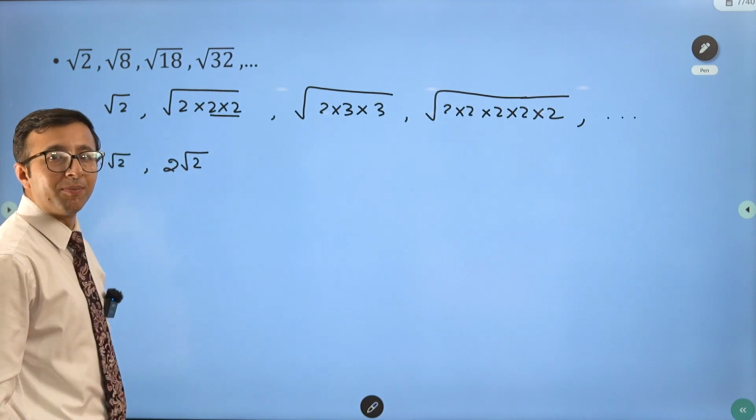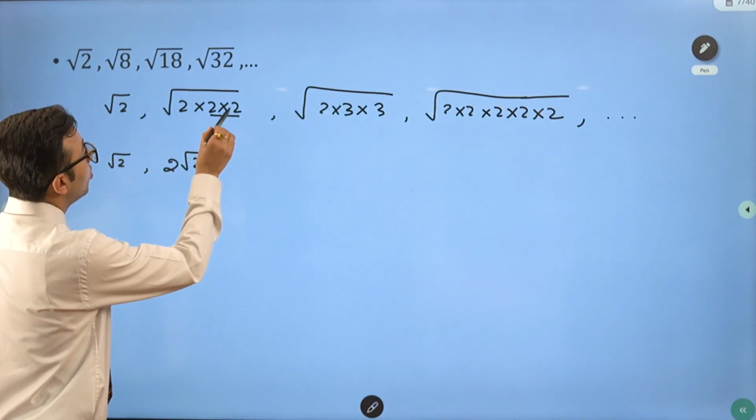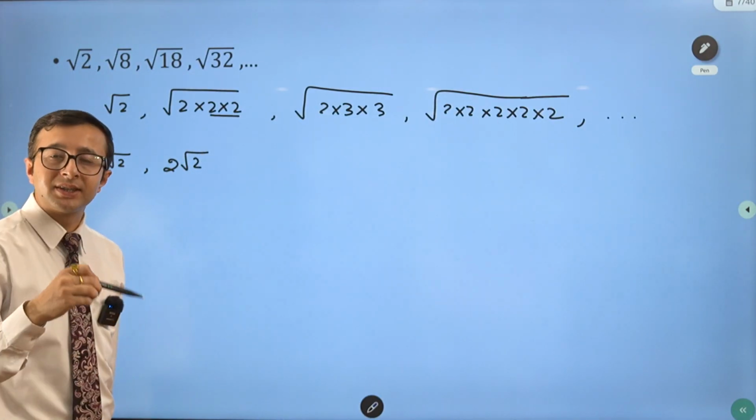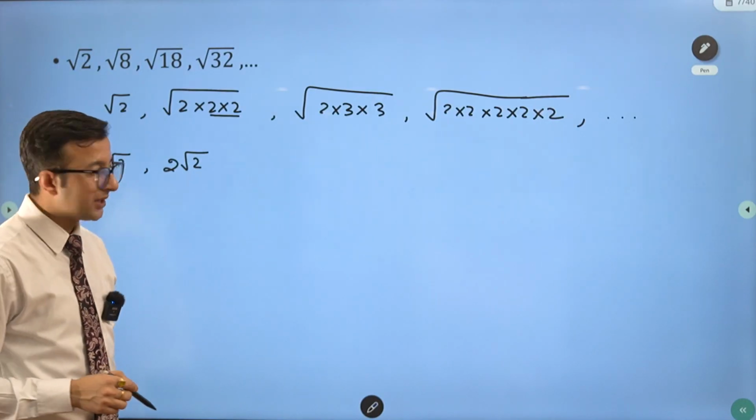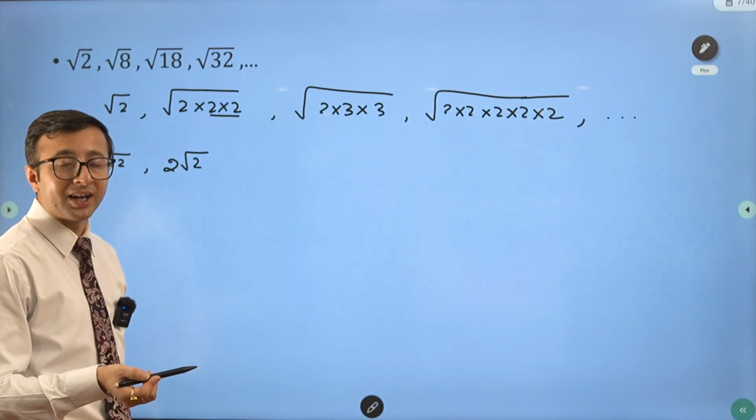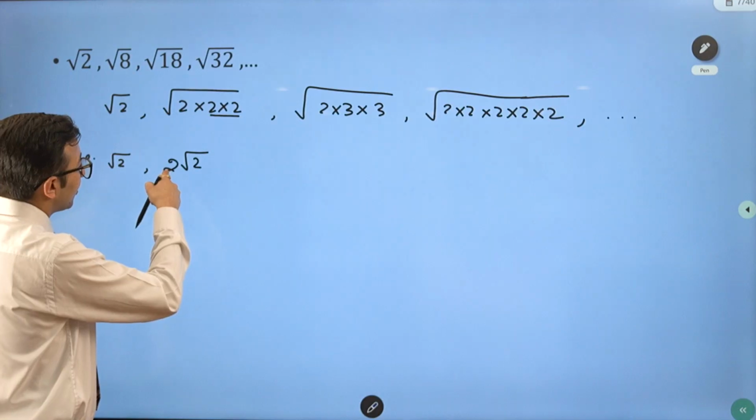But if you take outside, the power will be 1. So if two numbers are multiplying with the same base and powers are half, then definitely by the laws of indices, the power will be added. So half plus half becomes 1. So that's why root 2, root 2.